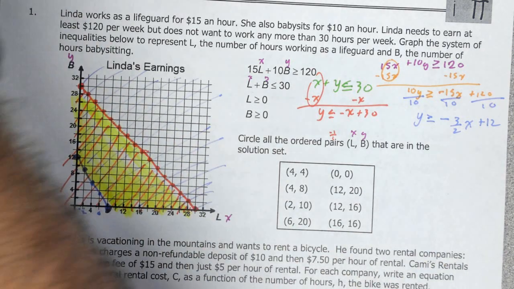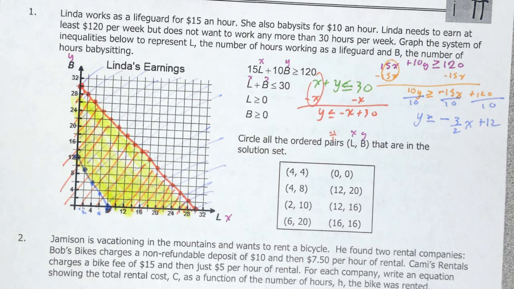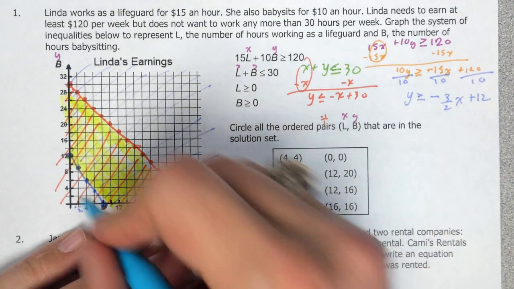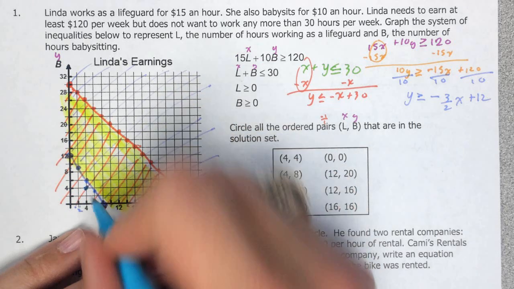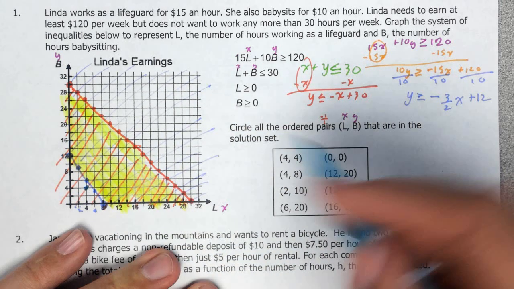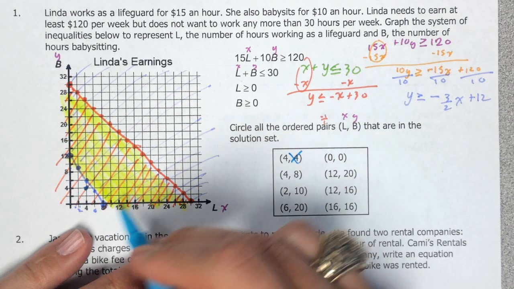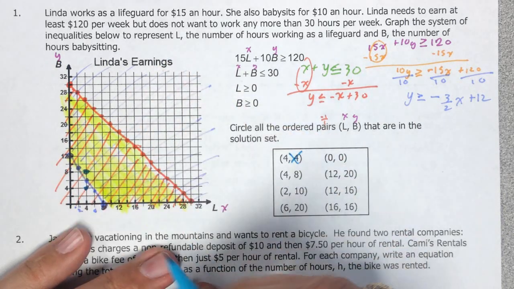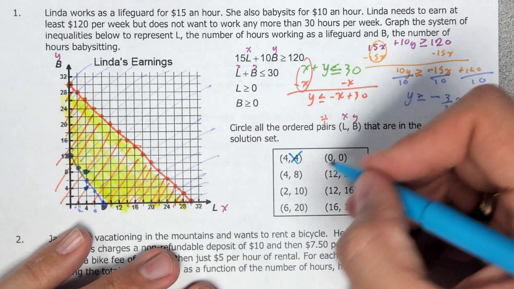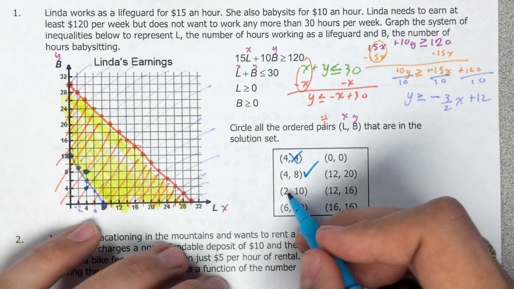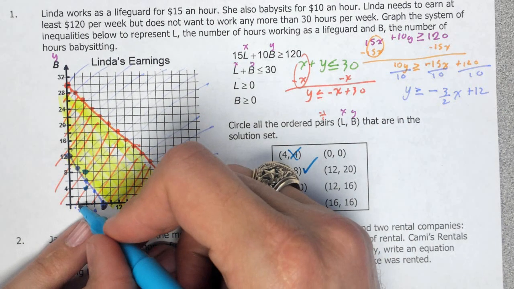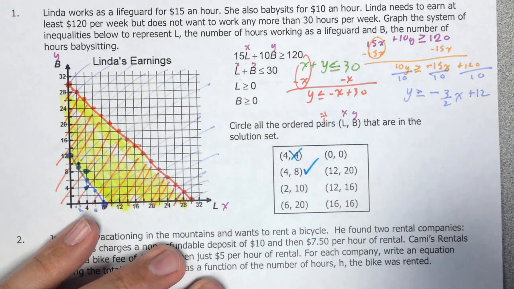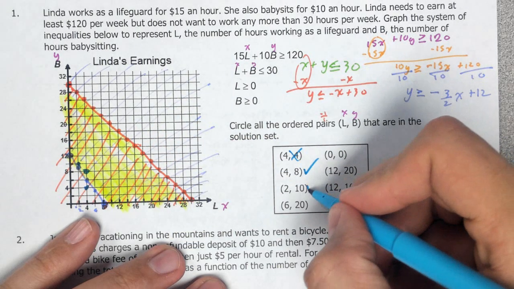Let's go ahead and plot points. 4, 4, yes or no? 4, 4 is that point. That's only in 1, so that does not work. Let's try 4, 8. Right 4, up 8. That's that point. That's in the yellow. That works. Let's try 2, 10. 2, 10. That is in the yellow. Barely, but it's in there.